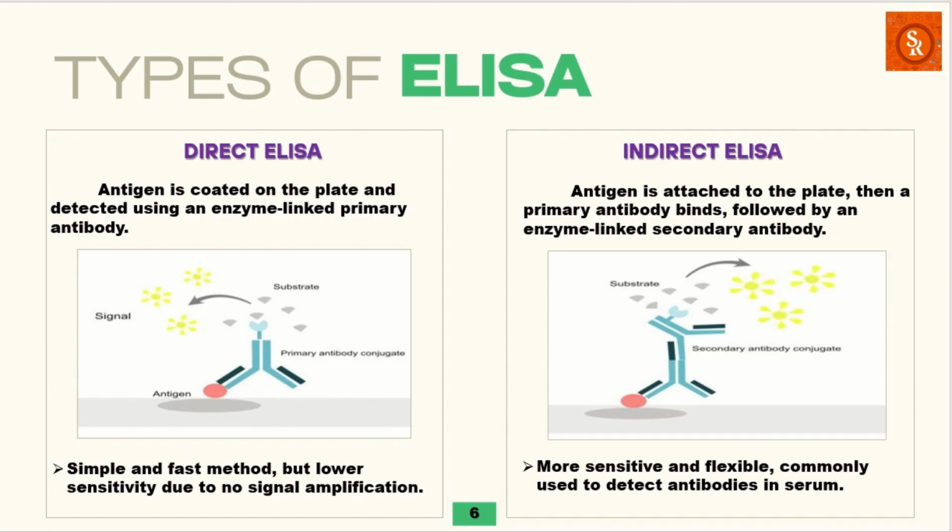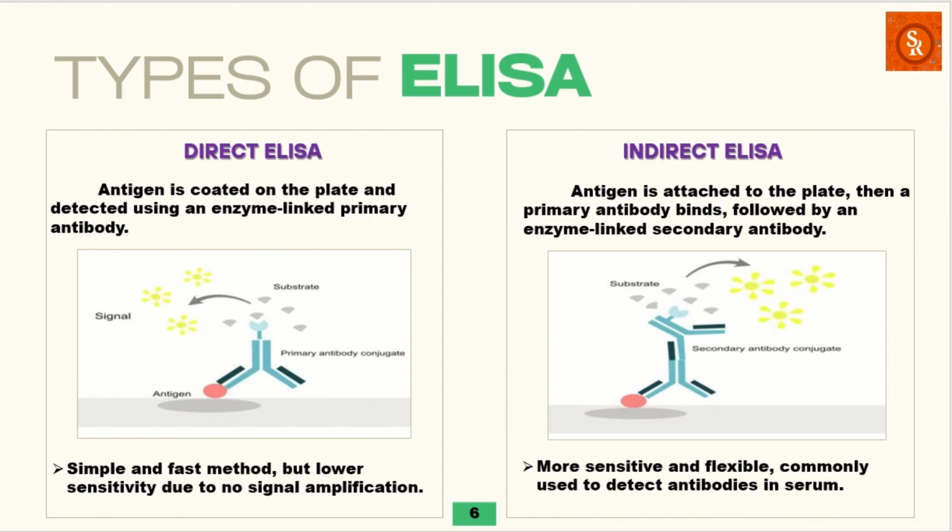For example, consider bread as the antigen. On that we add the antibody, such as jam. So first the antigen is below, and above that we add the jam. The fruit jam acts as the antibody. Above that we add another bread that acts as the enzyme. This replicates the direct ELISA. This method is a simple, fast method, but has lower sensitivity due to the lack of signal amplification.